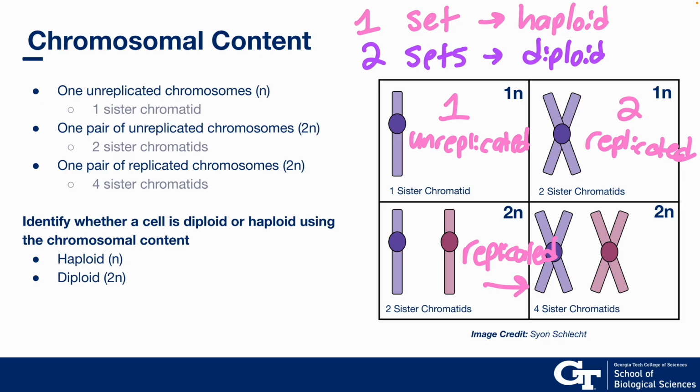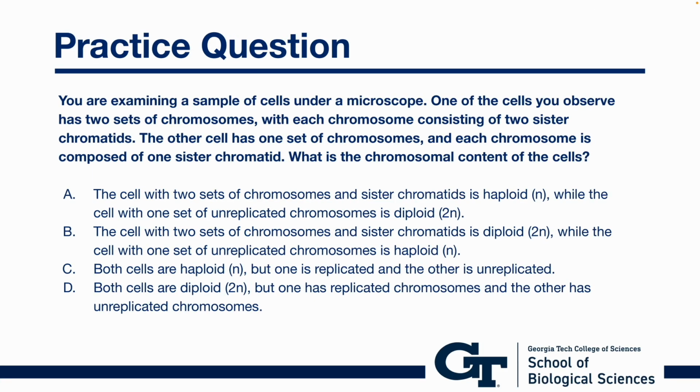But basically, whenever we have two sets of chromosomes, that's when we're diploid, and whenever we have one set of chromosomes, that's when we're haploid. And they can either be replicated or unreplicated. And I can almost guarantee you there's going to be a question on the exam where it tells you what you see in terms of chromosomes inside a cell, and you have to determine if it's haploid or diploid. That's why I have this practice question right here.